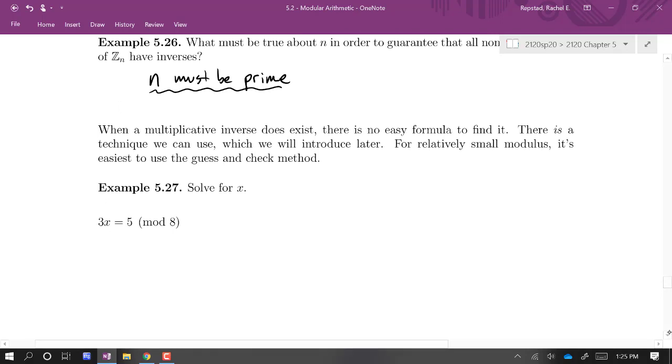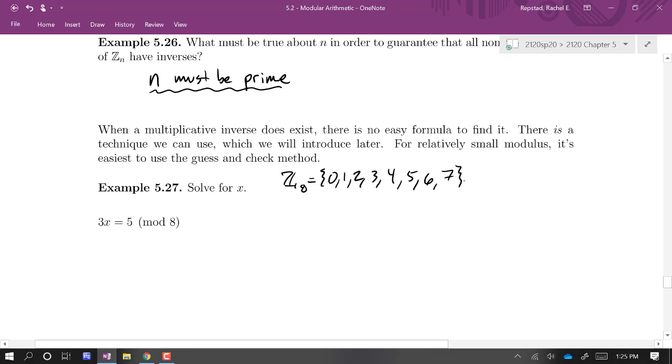So let's solve some equations. Let's say I want to solve the equation 3x equals 5 mod 8. So our instinct here, when we see an equation like this, is to divide by 3. We don't have division, so we're going to look for the inverse of 3 mod 8. So in Z8, I'm just writing them out because if the inverse exists, then it'll be one of these values.